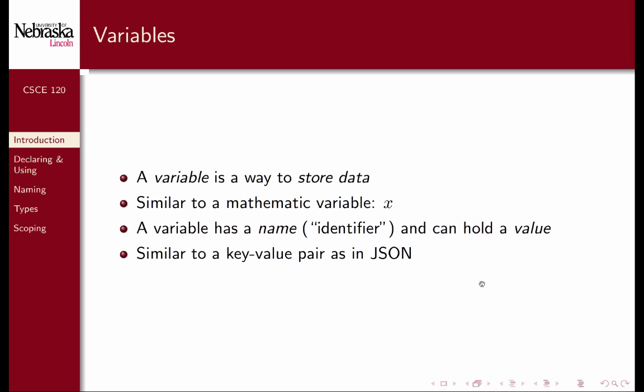A variable is a way to store data. It's somewhat similar to a mathematical variable. Like when you write x, x can take on any number of values like 0, 1, -10, 3.14, etc. A variable has a name, which we sometimes refer to as an identifier, and it can hold a value. It's very similar to the key-value data pair sets that we looked at when we looked at JSON, JavaScript object notation, where you had a key mapping to a value. In this case, the name of a variable is the key, and the value is the value stored in the variable.